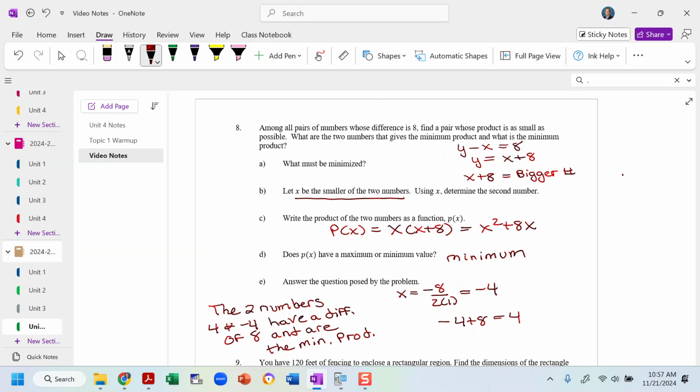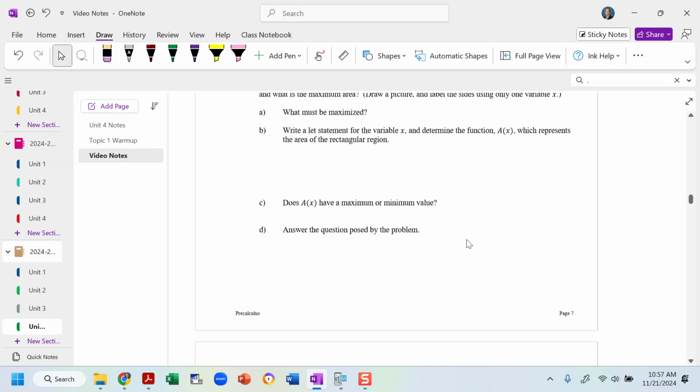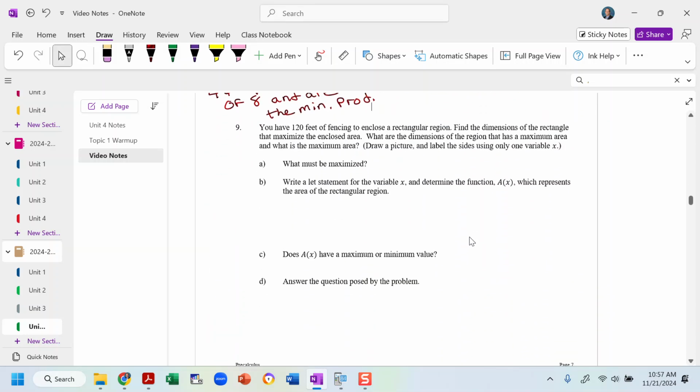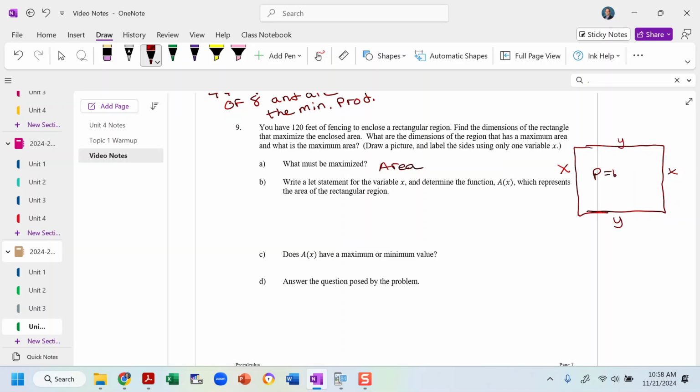All right, last one. This one here, it says you have 120 feet of fencing enclosed in a rectangular region. Find the dimensions of the rectangle that maximize the enclosed area. So remember that what must be maximized is the area, right? So remember we did this previously where we had a picture and we said it's x, right? And then to find the other side, we made this y, and we know the perimeter is 120.